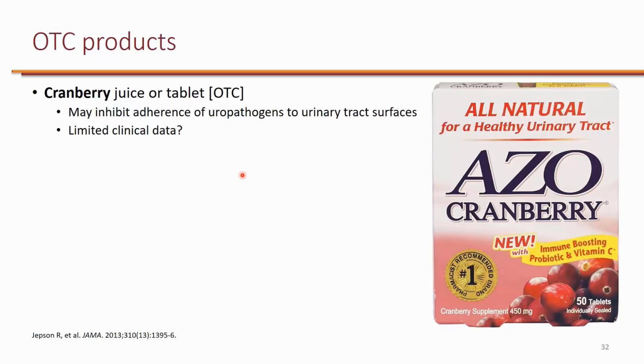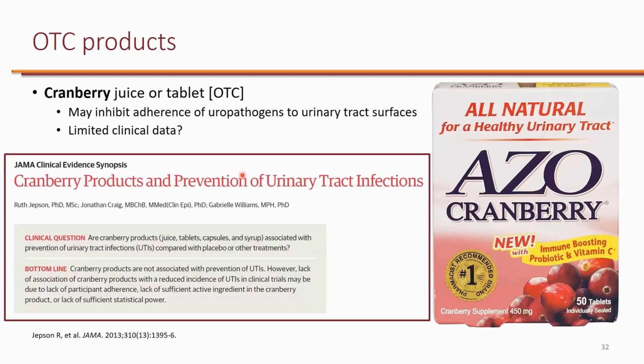There's limited clinical data for this. In fact, in 2013, a JAMA Clinical Evidence Synopsis looked at this. JAMA published an article on cranberry products and prevention of urinary tract infection. The question they asked was, are cranberry products such as juice, tablets, capsules, and syrup associated with prevention of urinary tract infections compared with placebo or other treatments? They reviewed a lot of different studies, and the conclusion they came up with was that cranberry products are not associated with prevention of UTIs.